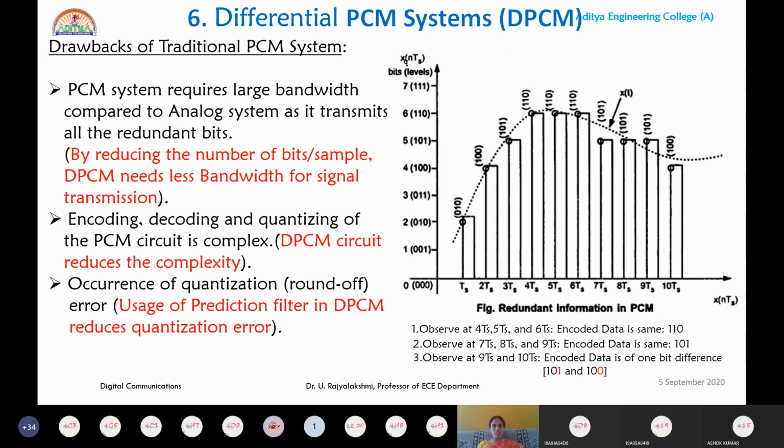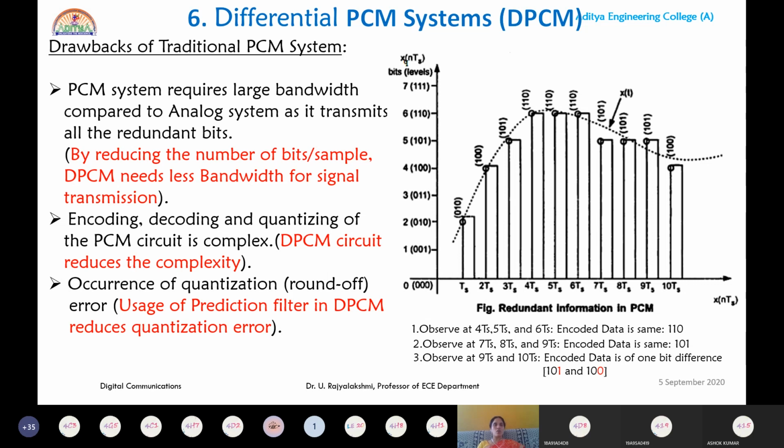It will remove the redundant data by making use of a prediction filter. Okay, so it transmits only the difference data bit. The difference between the sample values is transmitted, not all the bits present in the sample. So this is about the first point, that is, PCM needs large bandwidth. In DPCM we can reduce the required amount of bandwidth for signal transmission.